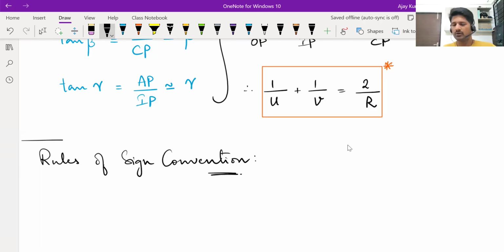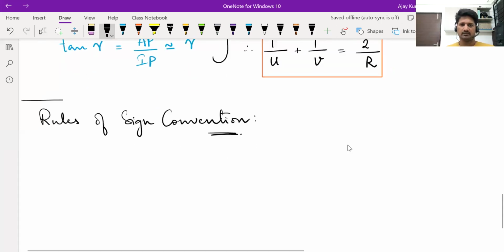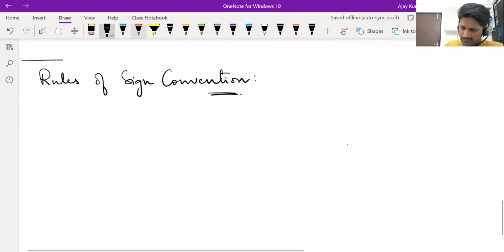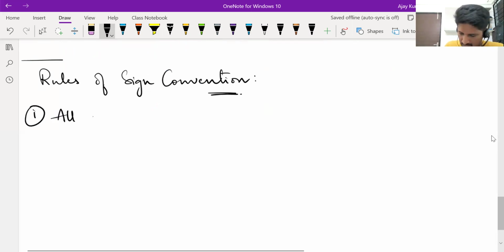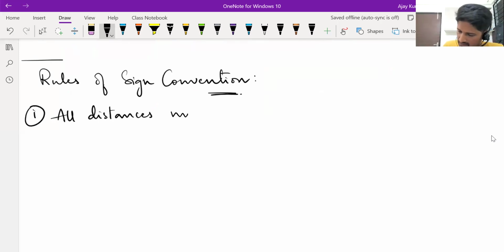Basically, these rules tell you how to substitute object distance, image distance, and radius such that this formula works in all cases. Okay. First rule. Can you all tell me from where should all the distances be measured? The pole. All distances must be measured or considered from the pole of the mirror.